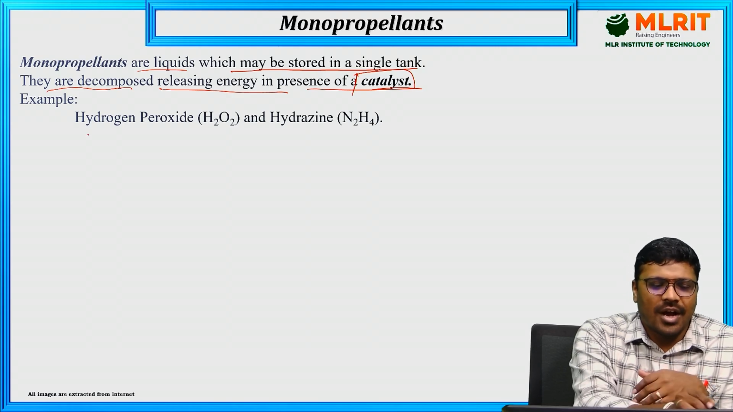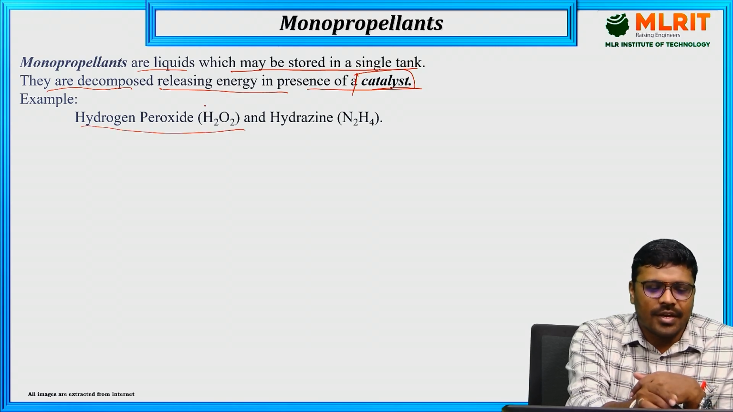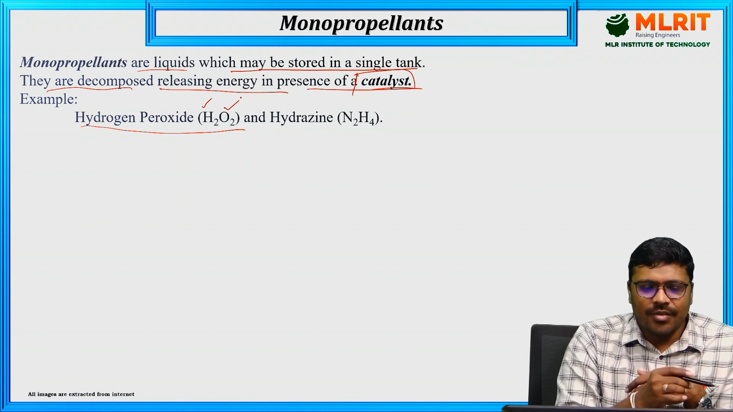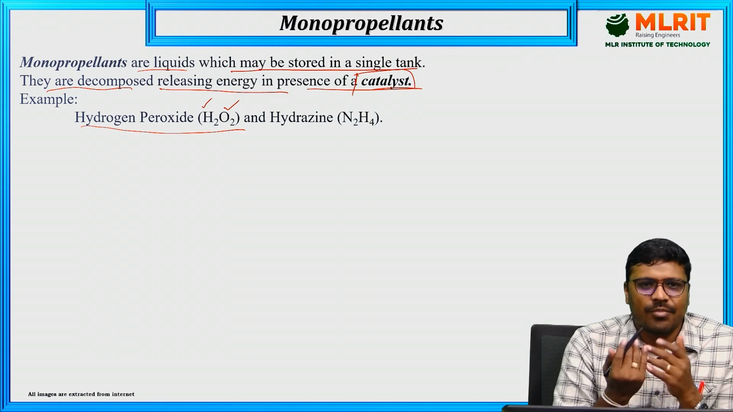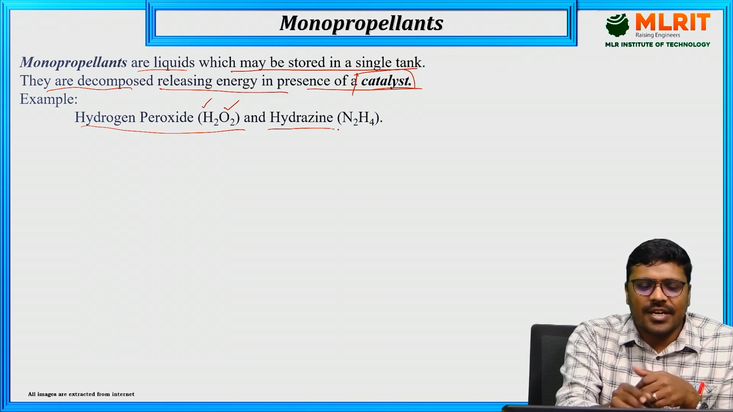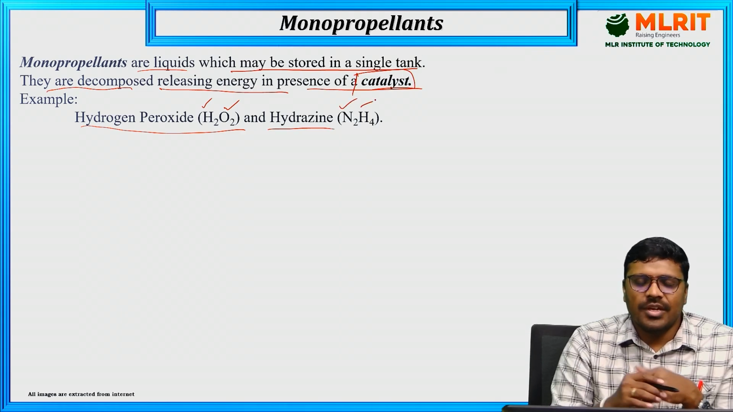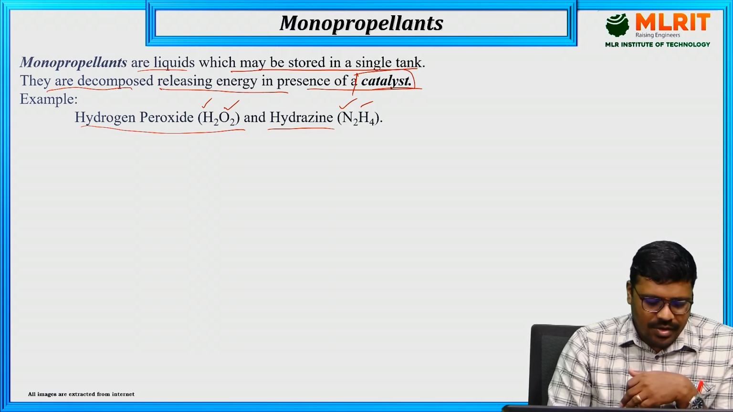Examples are hydrogen peroxide. Here we have H2 and O2. One is the fuel atom, one is the oxidizer atom. They will react and produce the energy. And next, hydrazine, N2H4. This is also considered a monopropellant.